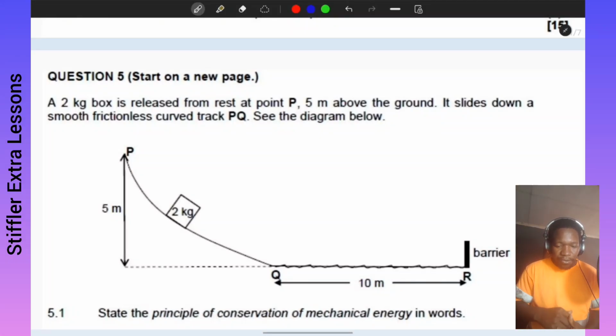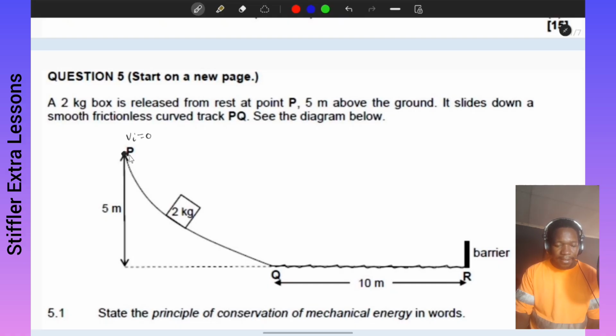So we are still continuing from the previous one. In this one, we have a 2 kg block that is released from rest. Always remember that if something is released from rest, the initial velocity is 0, at point P 5 meters above the ground. So this point is 5 meters above the ground.